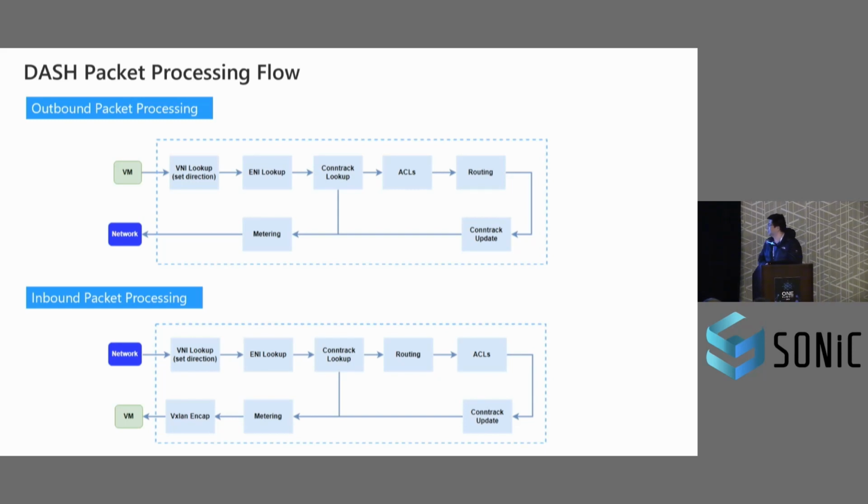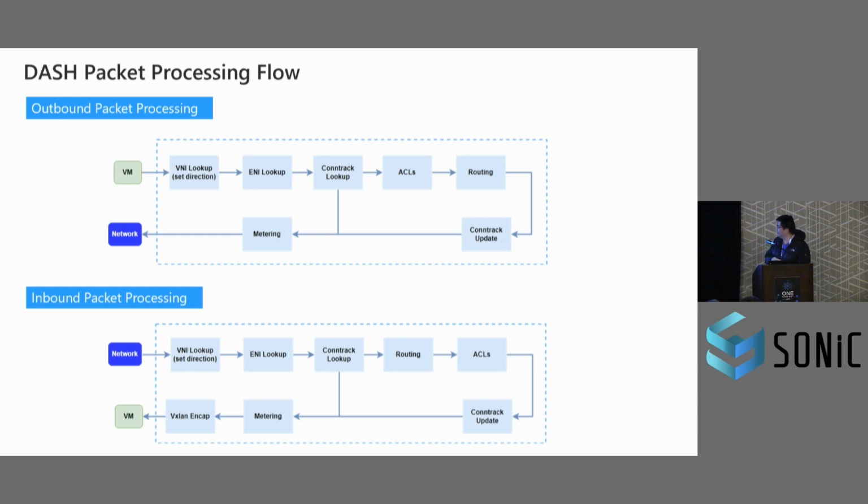So then this is what we call the general packet flow, how DASH processes a packet. There are two directions related to the VM. One is outbound, meaning the VM wants to send a packet out. It will send to the appliance first, and the appliance does the processing. In this case, the VM sends the packet. We do a VNI lookup because it's VXLAN, and then an ENI lookup to figure out which VM this packet belongs to. Then we do connection tracking, SL routing, all those SDN functionality, and then send the packet to the network.